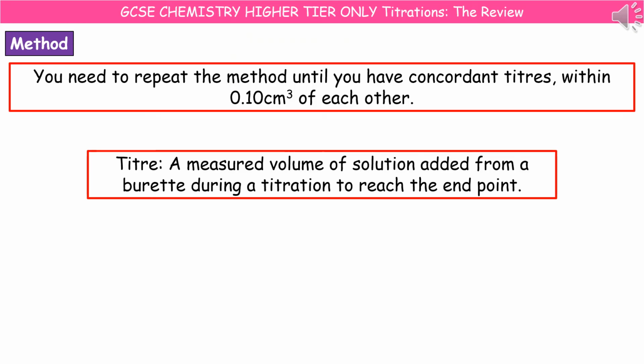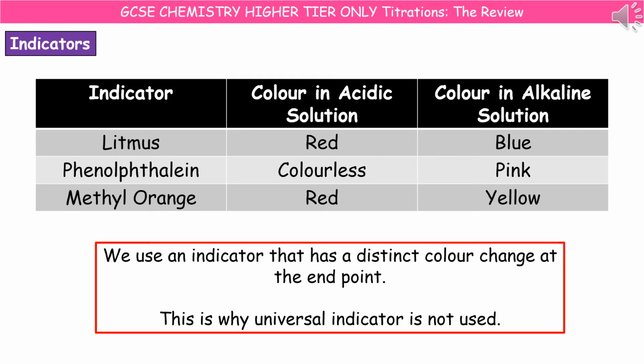What we should do is a rough titration first of all to give us an idea of where the end point is, and then we need to get concordant titres. So this means that they're within 0.1 cm³ of each other. So a titre is just a measured volume of solution added from a burette during titration to reach the end point. In terms of the choice of indicators, there are three that are known as single indicators.